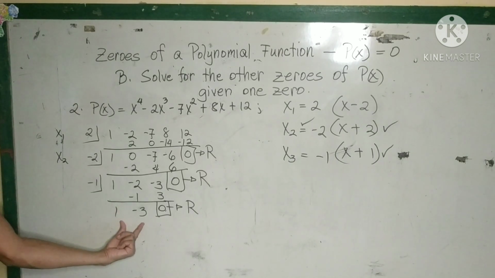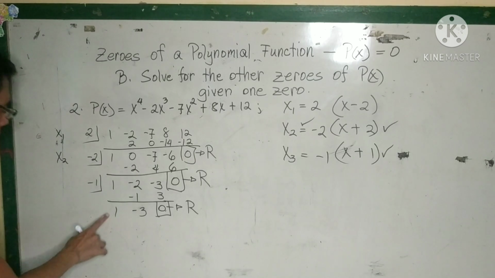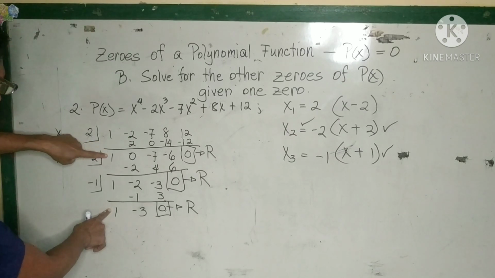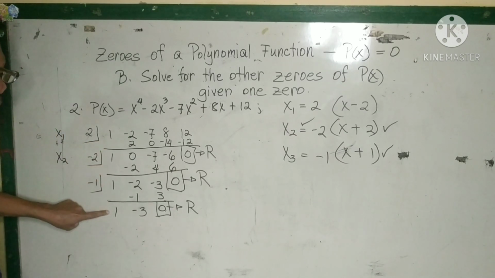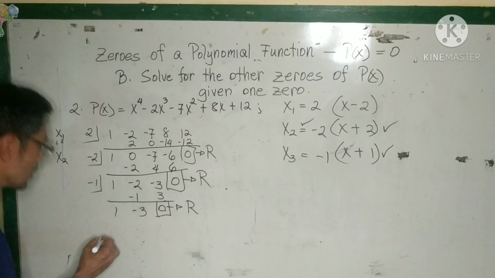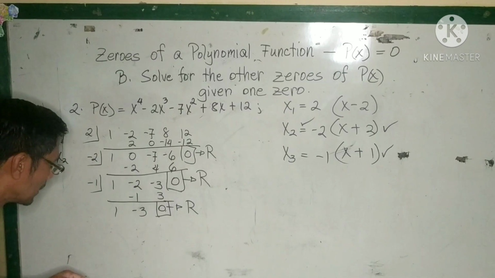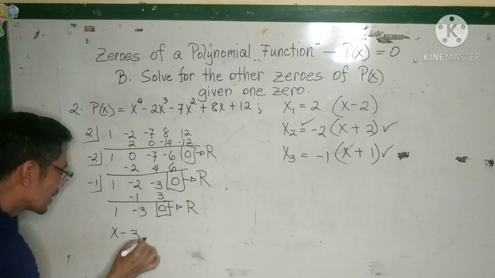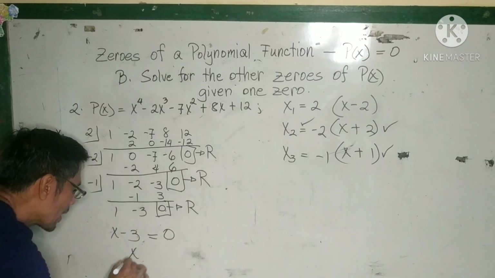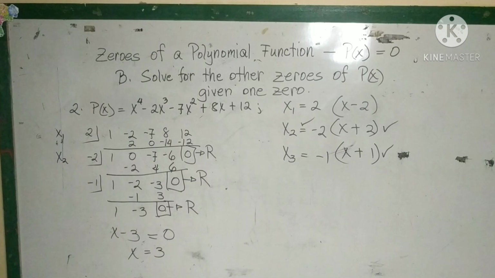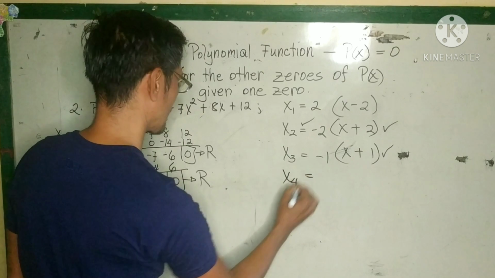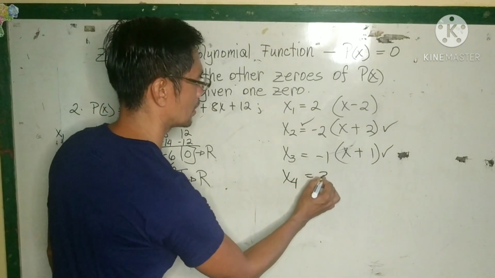Then from here, it's easy. Because this is already x. Look, this is x cubed, x squared. So this is now the linear term. This is already a linear equation or linear term. So this is x minus 3. Then equate it to 0. So x is simply equal to 3. So the last root, that is x sub 4, is equal to 3.